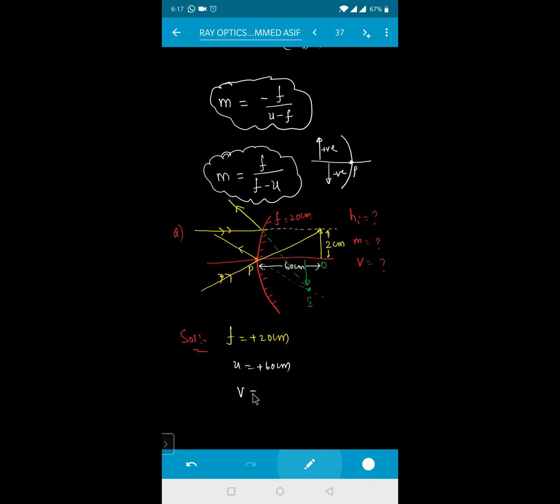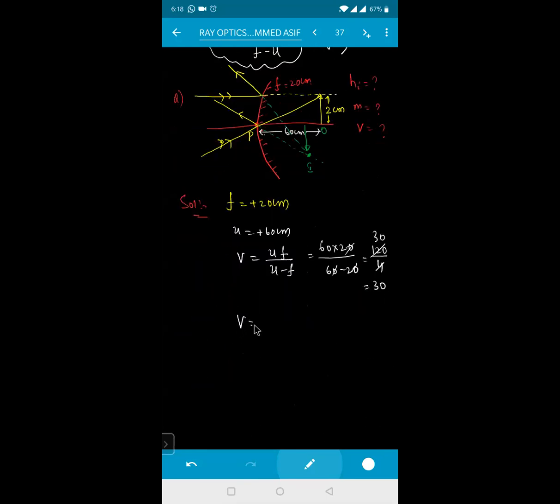So I can calculate the image distance. v is equal to u into f divided by u minus f. The u value is 60, f is equal to 20, divided by u minus f, which is 60 minus 20. So this 0, this 0 will get cancelled. 6 twos are 12, so it is 120 divided by 4. 4 threes are 12, that is 30. So the image formation is at 30 centimeters. So v is equal to plus 30 centimeters. And wherever the object is, the image is also on the same side.